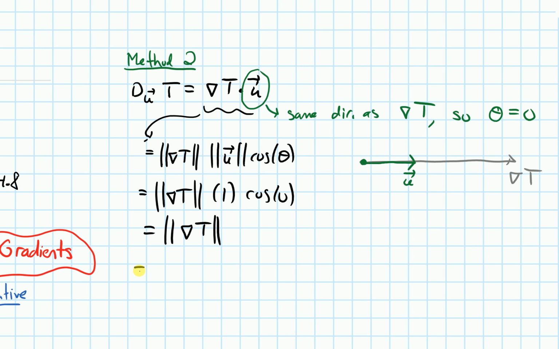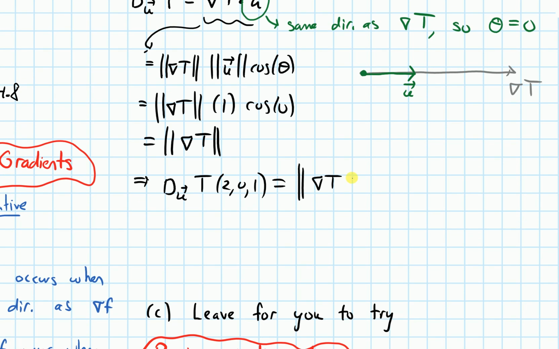Okay, so at this point, let's plug in the point that we're doing this at. So the directional derivative at the point 2, 0, 1, we now know is equal to the length of the gradient at that point, 2, 0, 1. All right, so let's plug this point into the gradient. That gives us, sorry, let me start my vector, 4 times y, and then 4 times x, and then the next component was 6 times z.